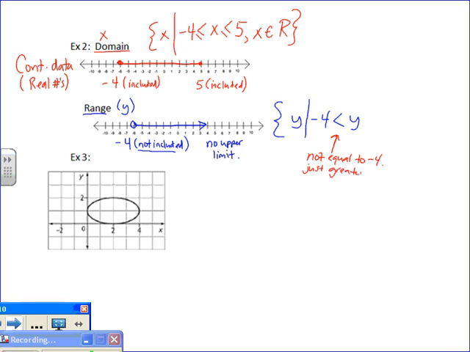So that tells me that my lower limit is not included. -4 is my lower limit. I don't have to write that. You might be tempted to write that, okay, y is less than infinity. You don't actually have to write that. If there's no upper limit, we just simply don't state it.